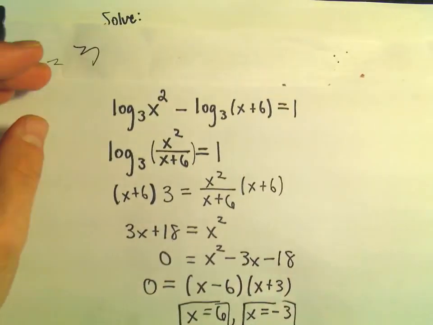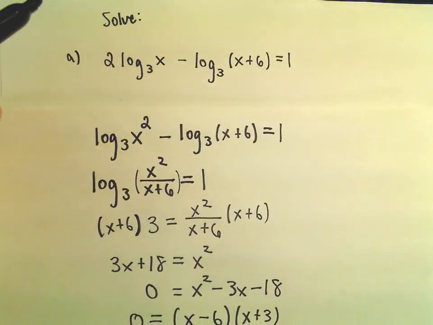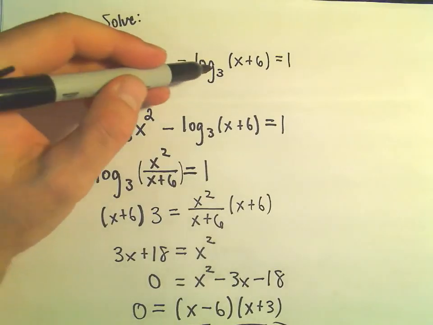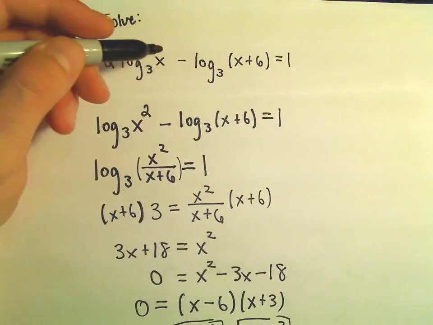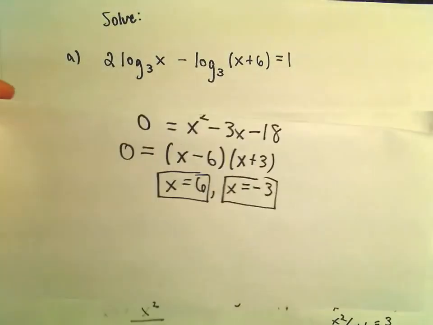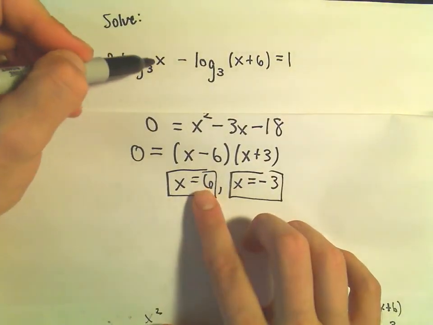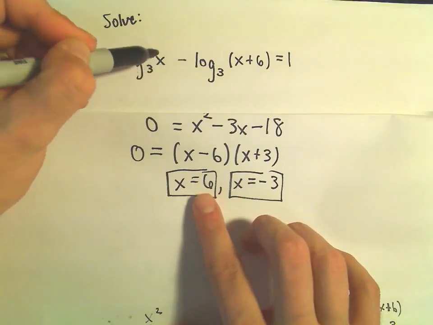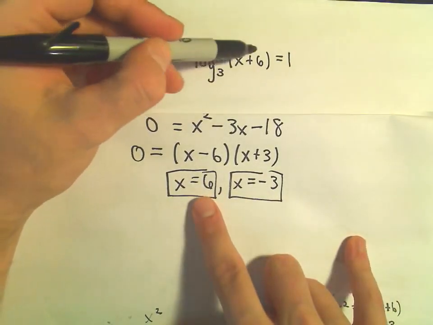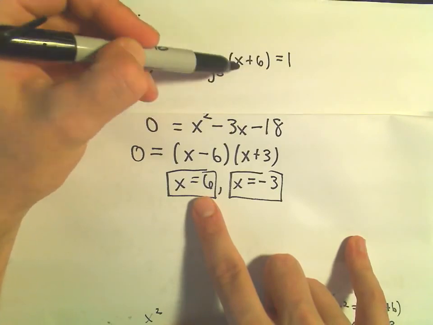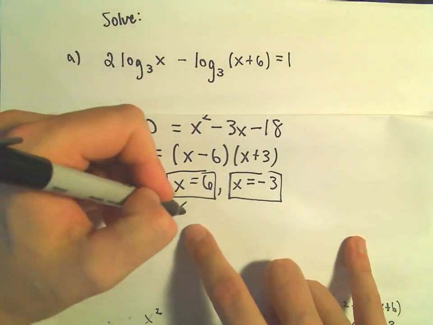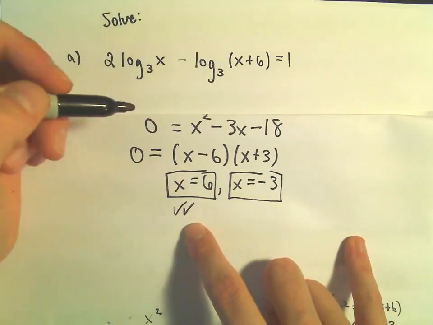Now let's go back and look at the original problem. We were trying to solve 2 times log base 3 of x minus log base 3 of x plus 6. I'll check. Notice if we put in the value 6, we'll get a 6 here, which is fine. I'll get a logarithm of a positive number. If I plug 6 into the other logarithm, I'm going to get a logarithm of a positive number. And so far, so good. And you can check that if you plug 6 in, this is going to work.